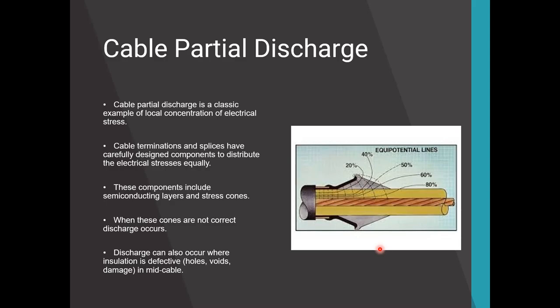Cable testing. A little background on what cable terminations and what cable testing is, why it's done, or why failures happen.